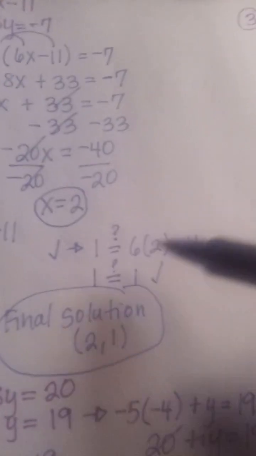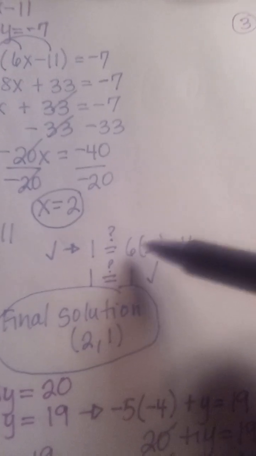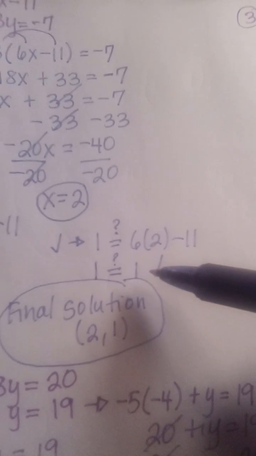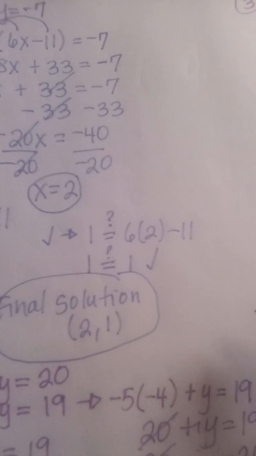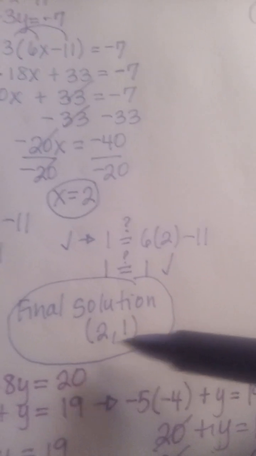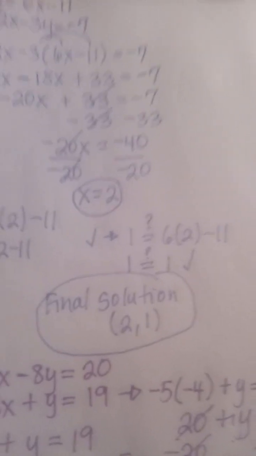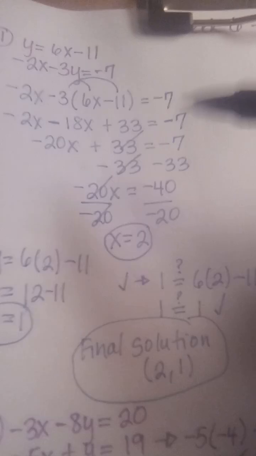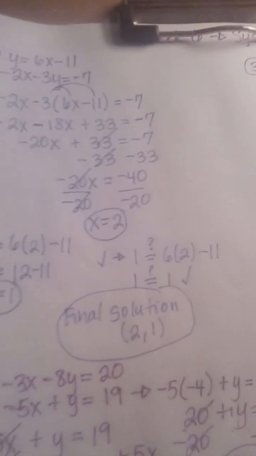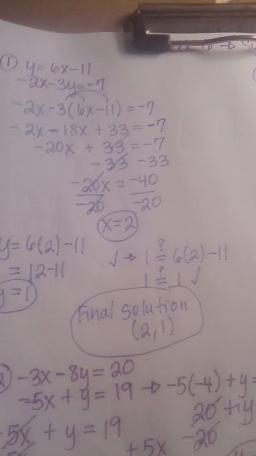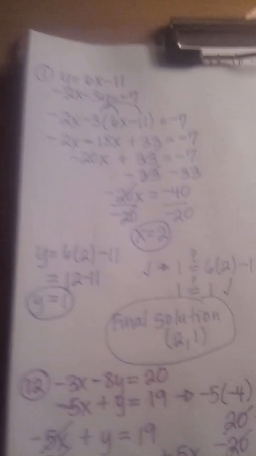Then we have question mark equals 6 times 2 is 12, minus 11 is 1. Is this correct? Yes. So our final answer is x equals 2, y equals 1. So be that as it may, after this, any questions on how I got the steps? That wasn't too bad, right?